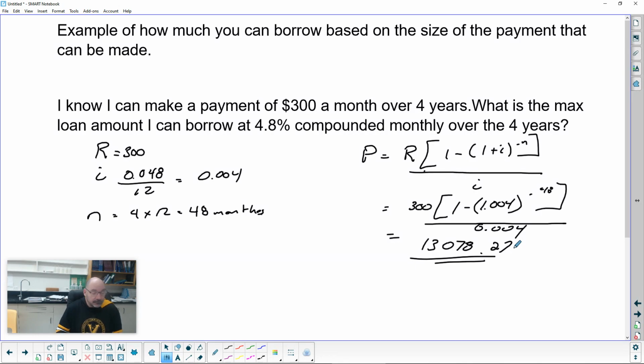Okay, and if I'm wanting to find interest, well, I'm paying $300 a month for 4 years, so 300 times 48 months. So that's 14,400 minus 13,078.24. So I pay about $1,321.76 in interest.